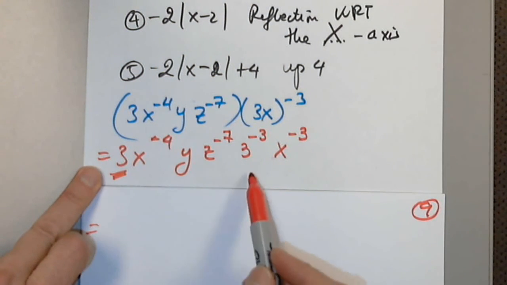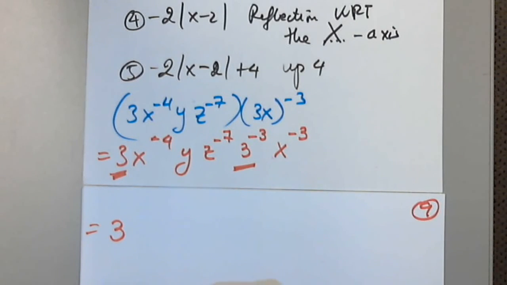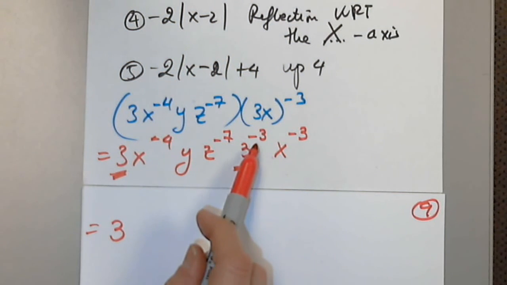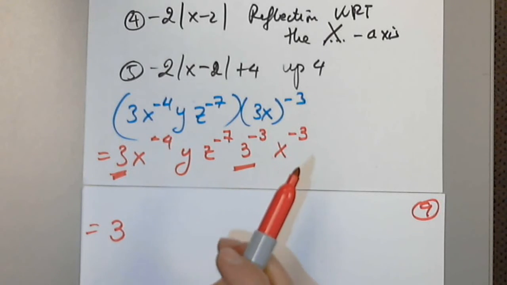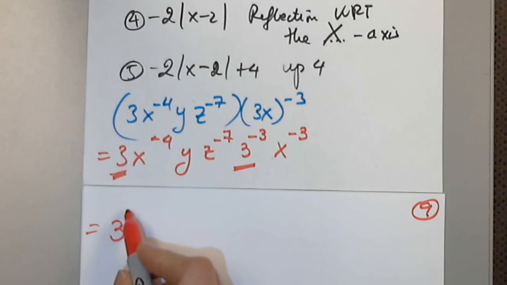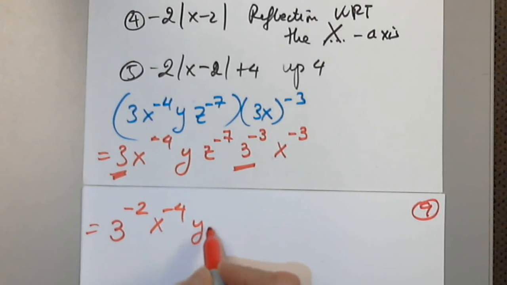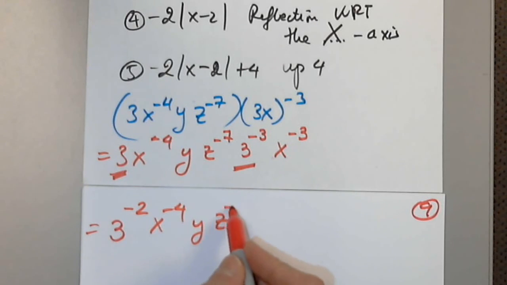So I have now 3 with 3 to negative 3. I copy the base. What happens to the exponents? But why would I say plus if it's negative 3? If you want to say plus negative 3, that's fine too. So 1 minus 3 is? Negative 2. X to negative 4, y. Oh, I'm sorry, z to negative 7.